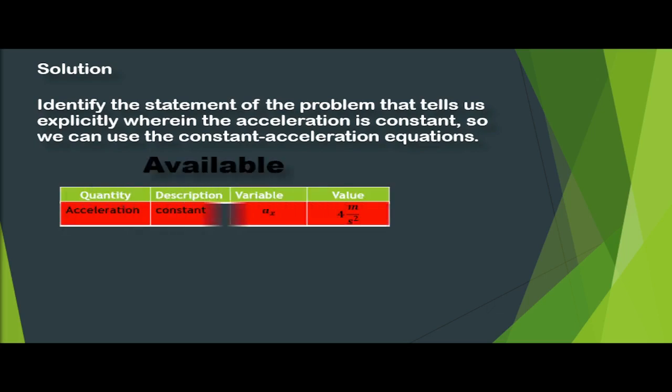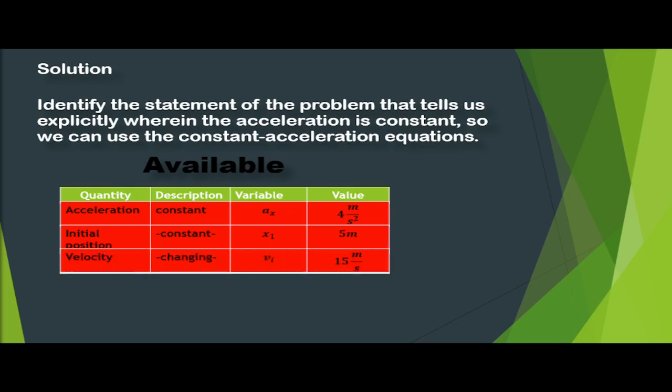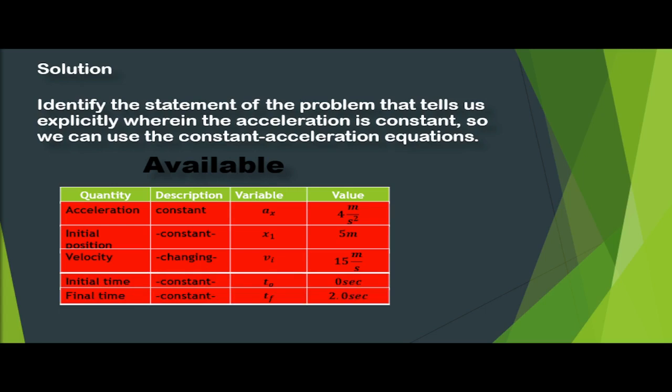The acceleration of the motorcycle is constant. This is 4 meters per second squared. The initial position of the motorcyclist away from the signpost is 5 meters. The initial velocity, v sub i, is equal to 15 meters per second. We also have the values of time, t equals 0 and t equals 2 seconds. We also have the value for a final velocity, v sub f, equal to 25 meters per second.